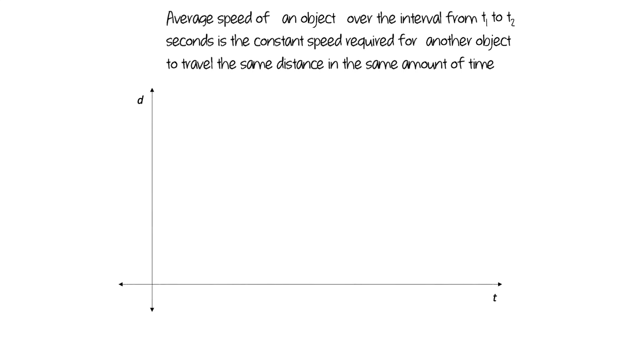And we can state this more generally. The average speed of an object over the interval t1 to t2 is the constant speed required for another object to travel the same distance in the same amount of time. We can think of this graphically too.